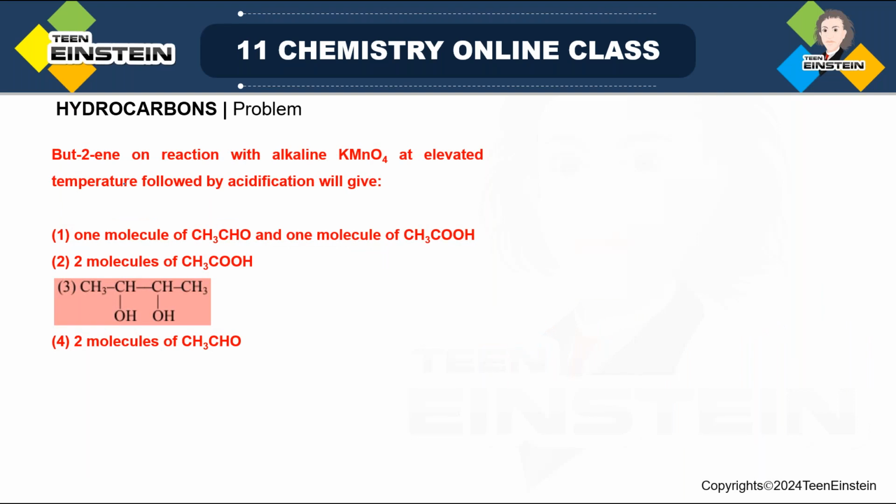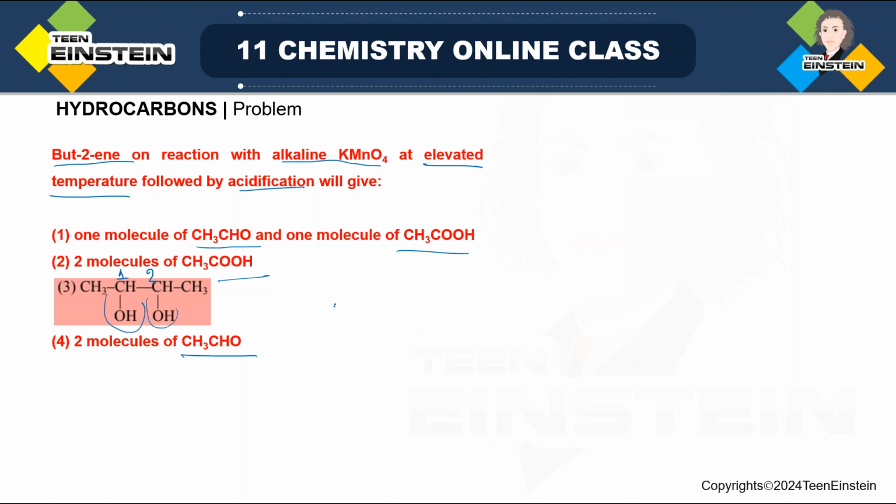Here we have a question. Butene on reaction with alkaline KMnO4. Now not just alkaline KMnO4 is enough, you have to understand this reaction condition followed by acidification. Now what is the purpose of acidification? That also we have to understand. Look at the options. The first option says one aldehyde molecule and one acetic acid. The second option says two acetic acid molecules. The third option says this type of 1,2-diol. And the last option says that both are aldehyde.